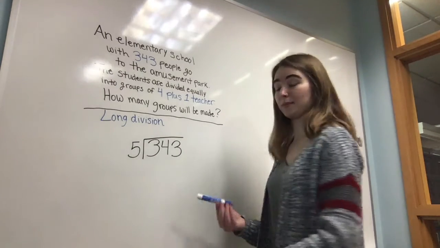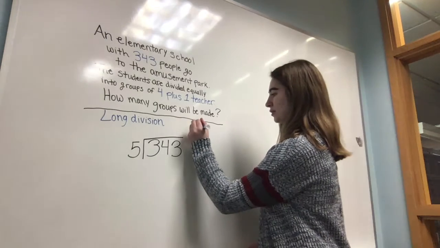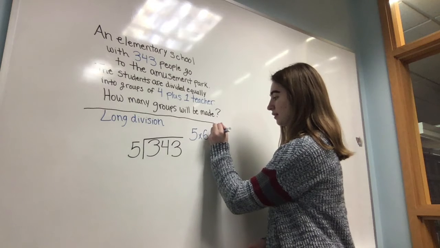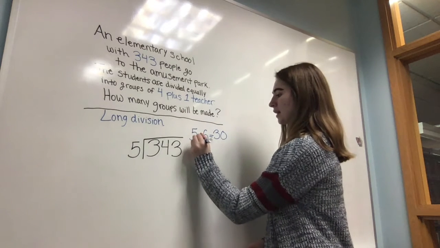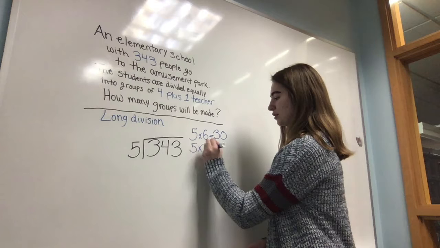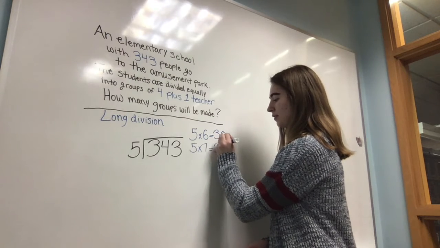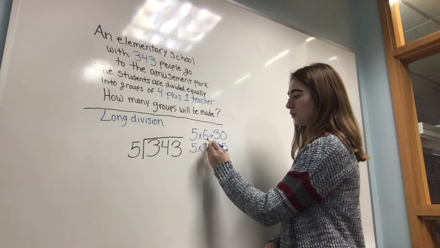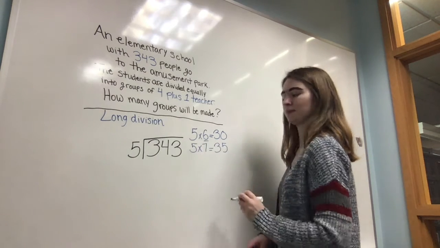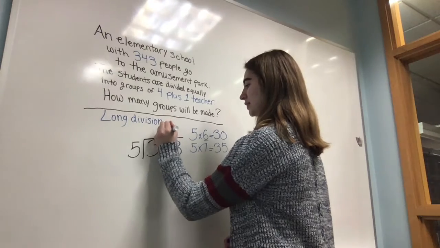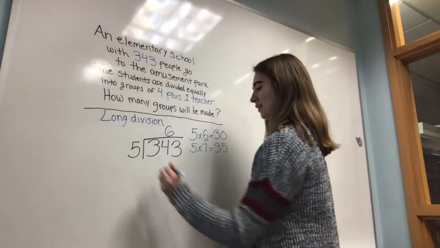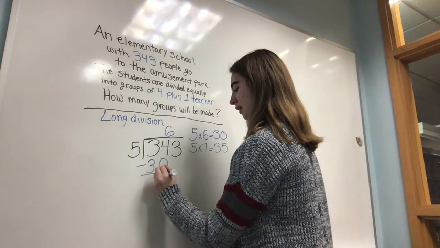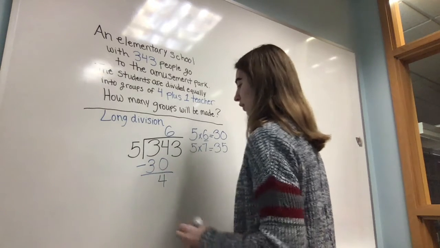Using our times tables, let's use some equations with the 5s. 5 times 6 equals 30. 5 times 7 is 35. So 7 is too big, but the closest multiple to 34 would be the 6, 5 times 6. So let's put the 6 in the tens place. We'll subtract 34 minus 30, and we are left with 4.